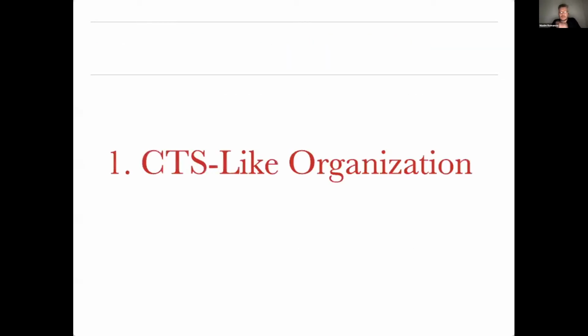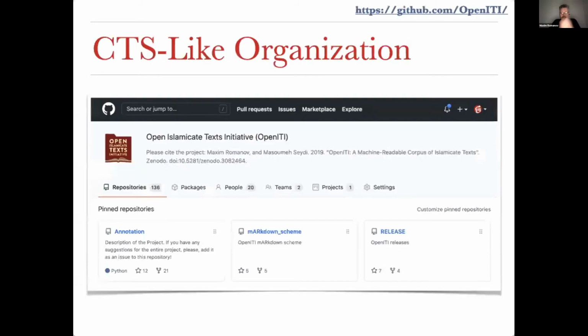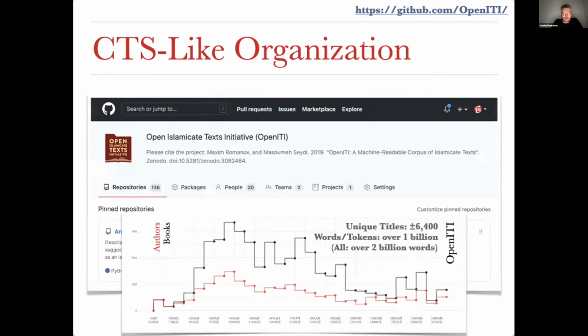So, CTS-like organization. The corpus, as some people already know, lives on GitHub, fully openly accessible. Again, it's a pretty large corpus already as it is, and the graph here shows the chronological distribution of authors in text, and you can see that pre-1500, that's where we have most authors and most texts.